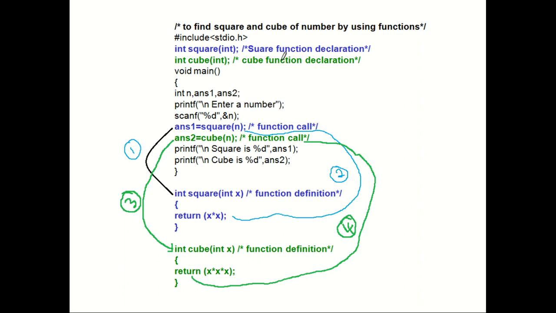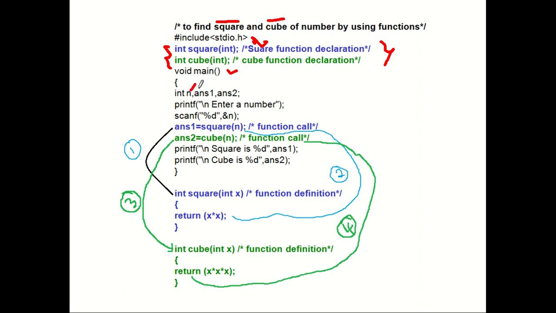Assume I want to write a program using functions to find the square and cube of a number. We are declaring two prototypes. This particular prototype is for the square of a number, and this is for the cube of a number. These two are called prototypes. Next we have declared a main function.